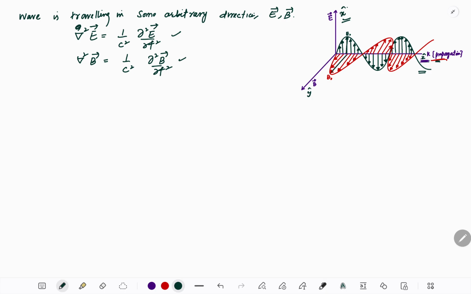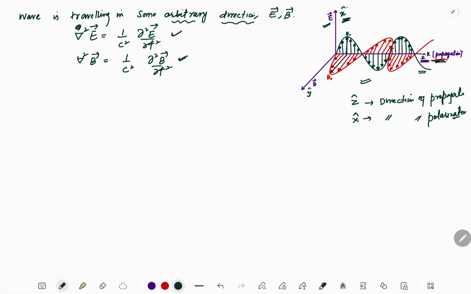Now, how do I write the solutions of these two wave equations when the wave is traveling in some arbitrary direction? Like in this case, we have the wave propagating along the z-axis. This is the direction of propagation, and the electric field is varying along the x-axis. Let's say this axis is the x-axis, so the electric field is oscillating along the x-axis. So x cap is the direction of polarization.